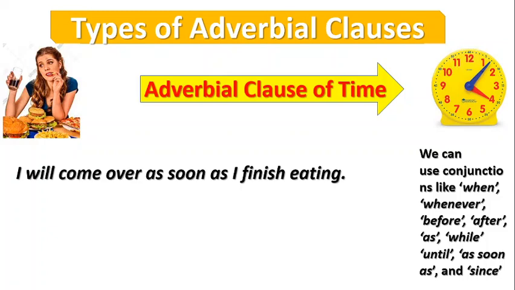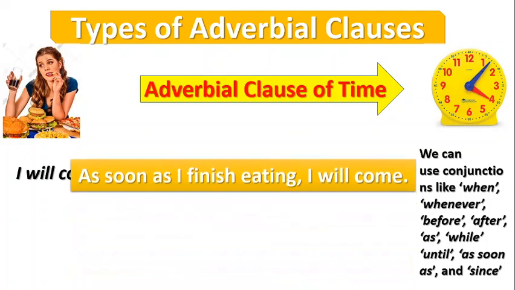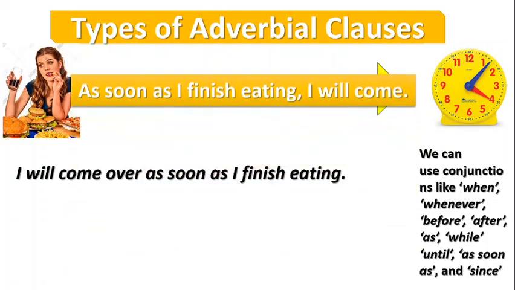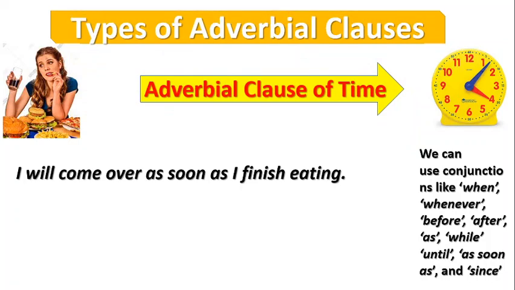I know very well that you have spotted the subordinate conjunction. Is that not so? Yes. So, having spotted the subordinate conjunction, we'll talk about that. This sentence can be written as: as soon as I finish eating, I will come. So note that there will be a marker, a comma, before the main clause. So let's focus on this now.